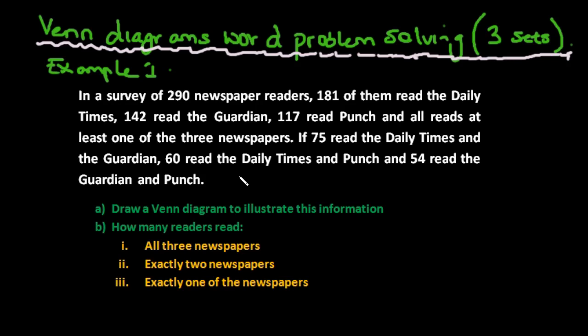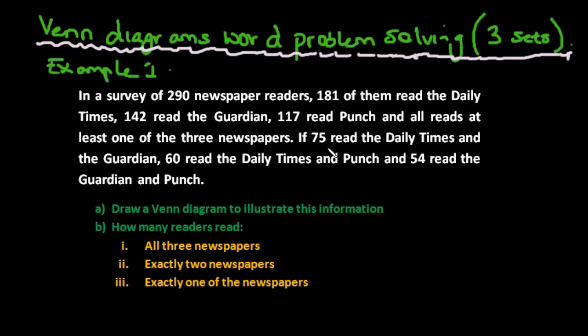Now, the first step to solving any mathematical problem is listing out your parameters accurately, which means you have to understand the question. Here we have that all read at least one of the three newspapers. That means there is none of these 290 readers who does not read at least one paper.